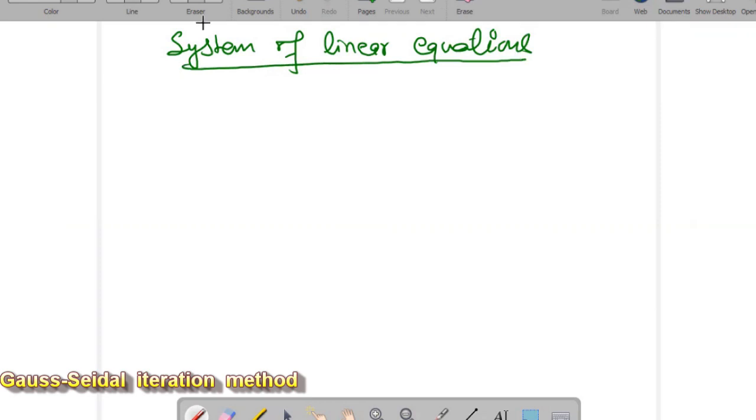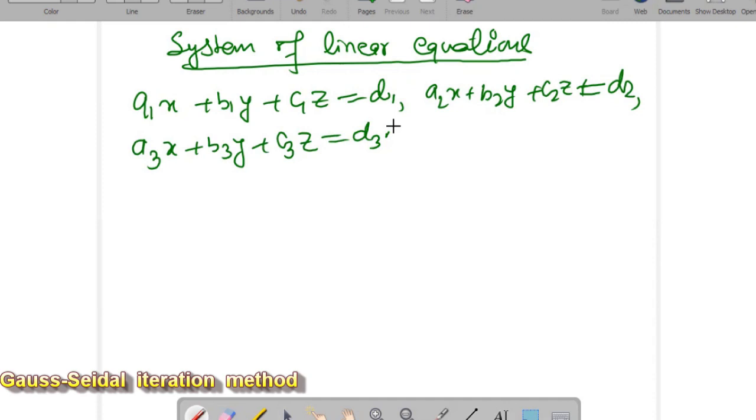Consider the system of linear equations of three variables, and to solve these equations by the Gauss-Seidel iteration method, first of all, we have to identify the coefficients of x, y, and z. In the first equation, a1 should be greater than the coefficients b1, the coefficient of y, and c1.